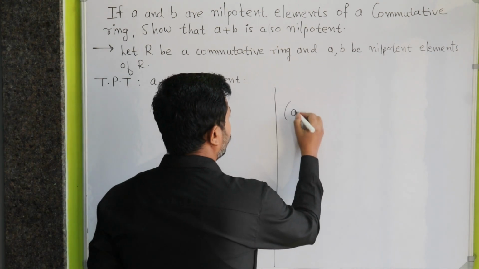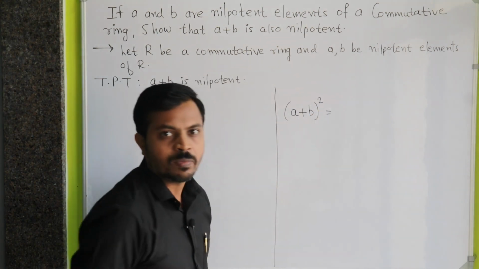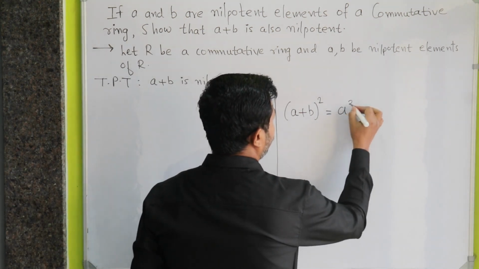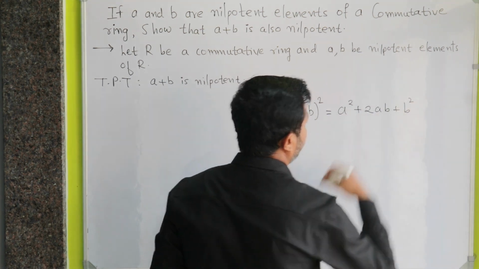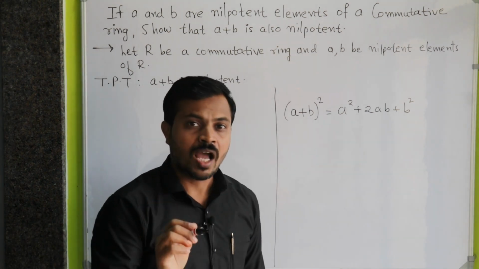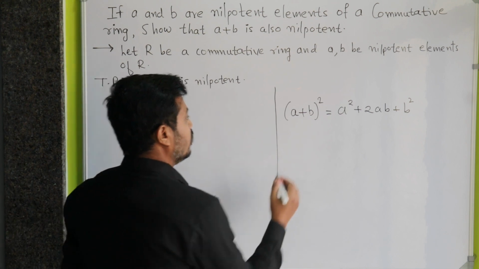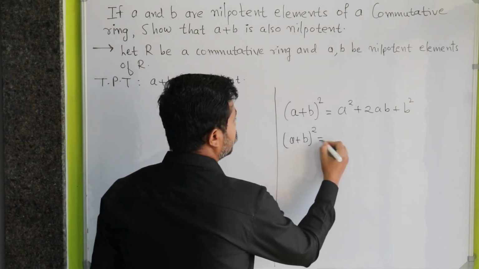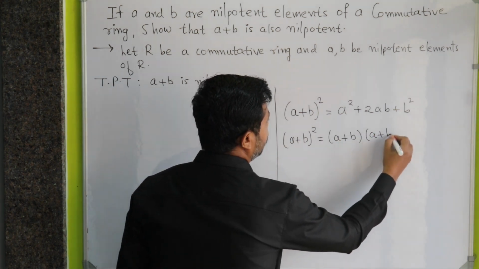Now we already know the expansion of (a plus b) raised to 2. By the binomial theorem, this expansion is nothing but a square plus twice ab plus b square, that we use all the time. Now what is the basic reason behind it? Logically, (a plus b) square is actually nothing but (a plus b) multiplied by (a plus b).